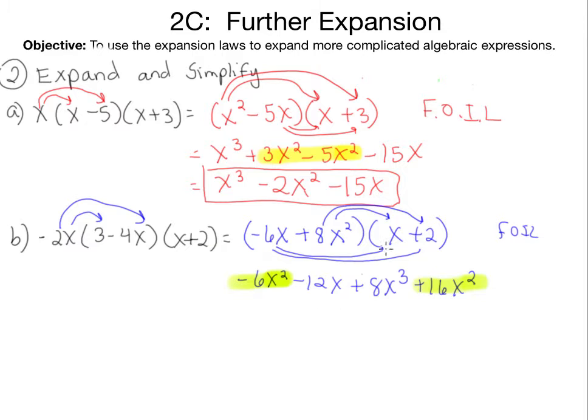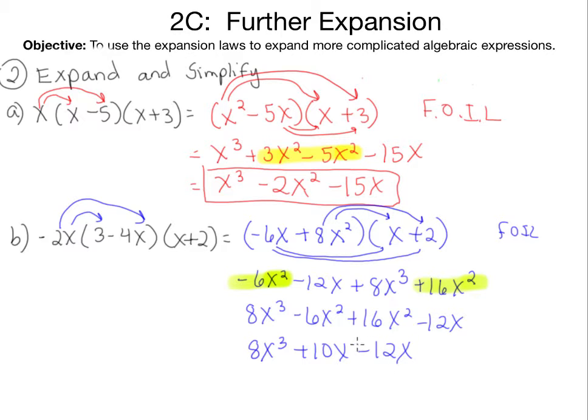So let's first reorganize all our terms here, starting with that 8x cubed. So I got 8x cubed, and now let's do our square terms. So I have a negative 6x squared plus a 16x squared minus a 12x. And then let's combine those like terms. So that's 8x cubed plus a 10x squared minus a 12x to give us our final simplified answer.